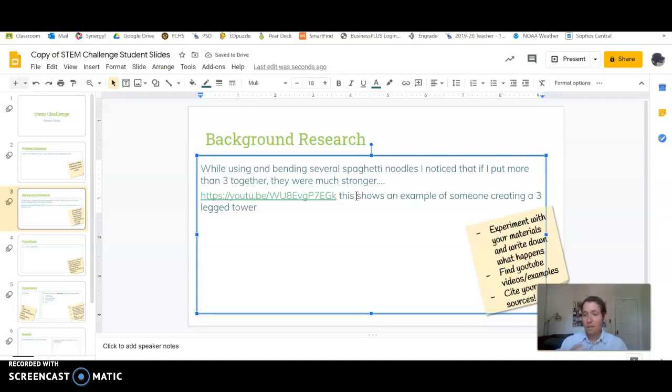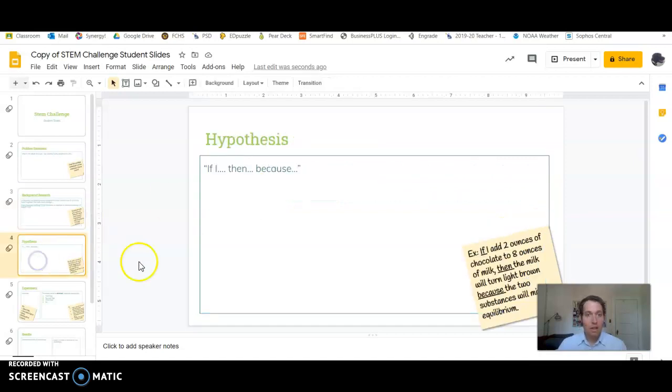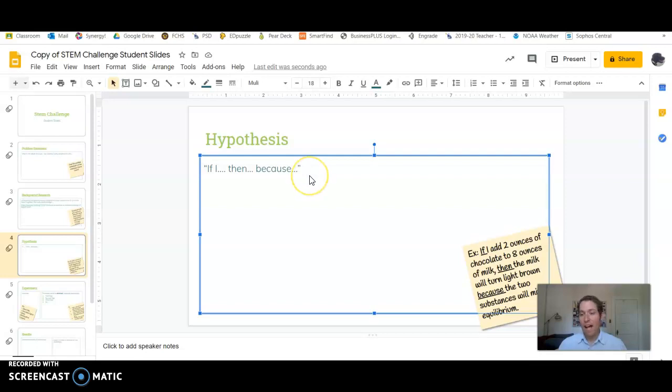Something like that. The background research is up to you. That is an example. Okay? Make sure you cite your sources where you get things. Your hypothesis. Okay? If I blank, then because.